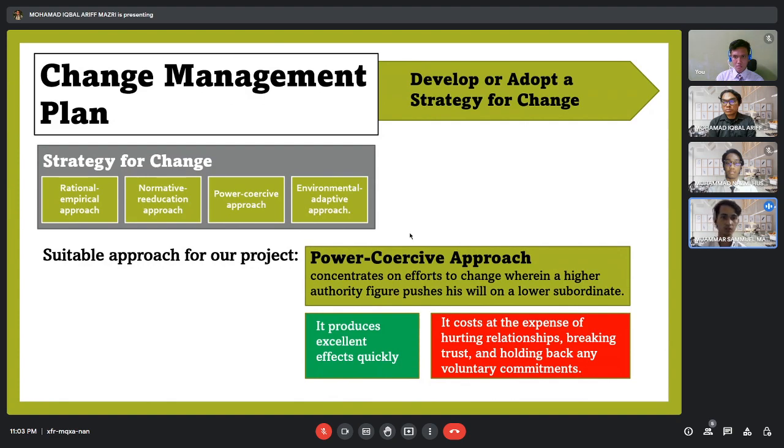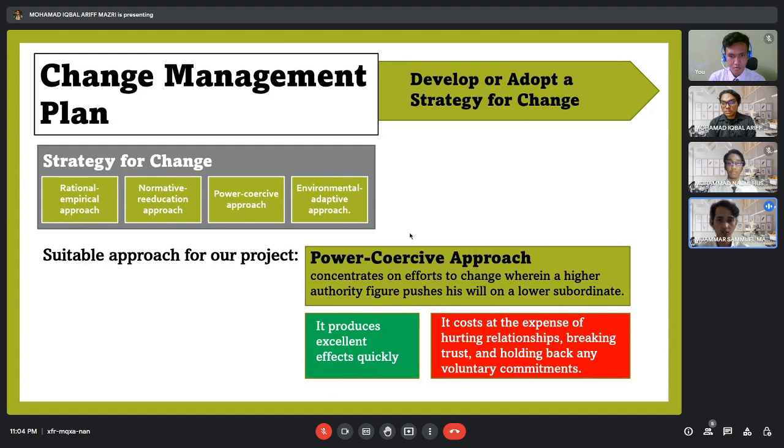So for the Dylan Blue Company, the suitable approach for our project is that we decided to go with the power coercive approach, wherein a higher authority figure pushes his will on a lower subordinate. So if there's any changes, the person in charge would be the ones to push, to make changes and inform her subordinate.